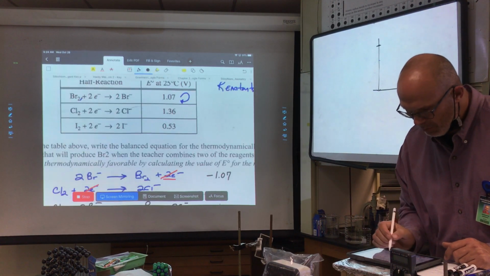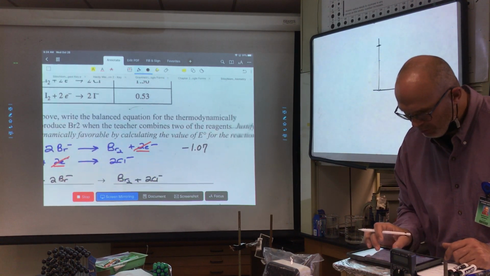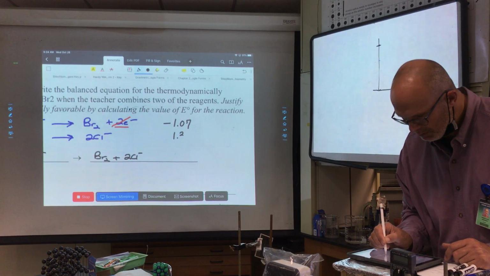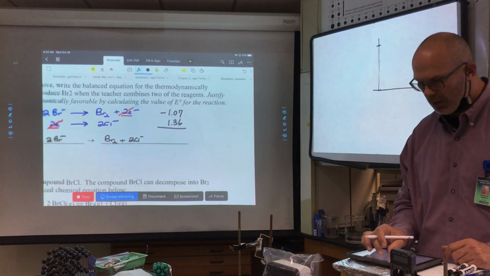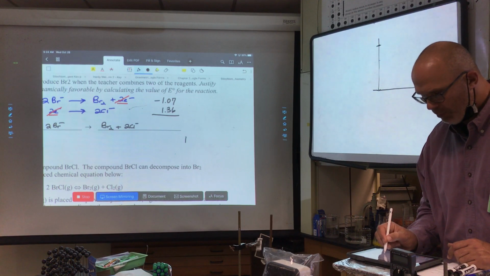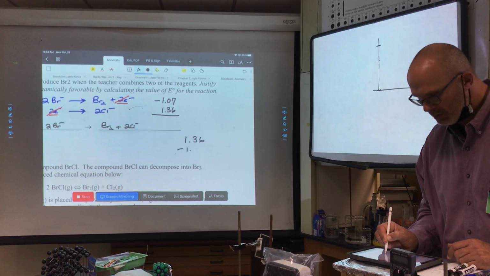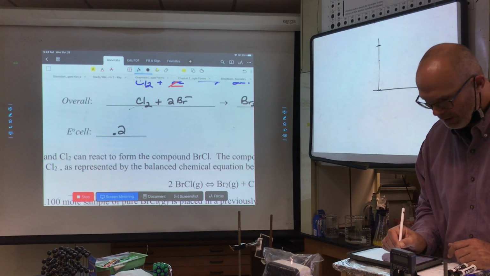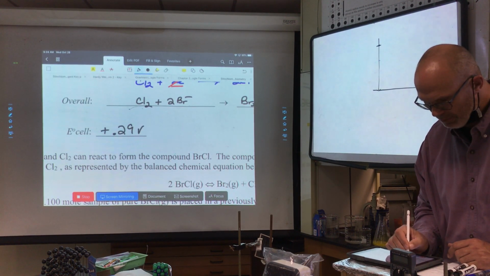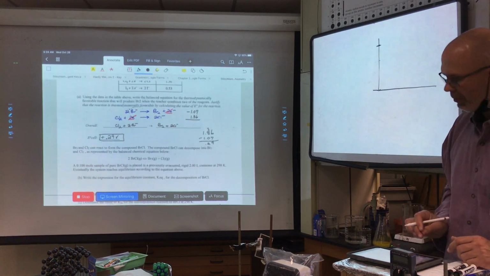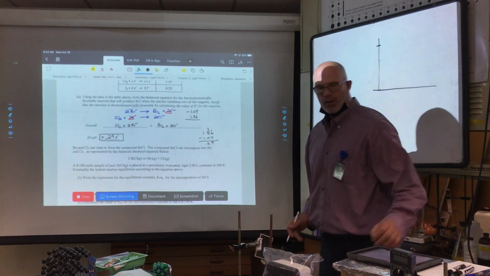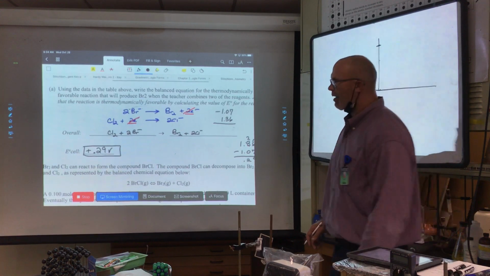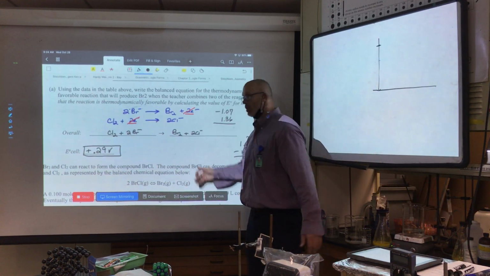And this, of course, as written is 1.36. So when you add those two together, or just think in terms of 1.36 minus 1.07, you get 0.29. So 0.29 volts, and it's positive. You made sure you picked the reaction that gave positive volts. Nothing there is new. Just showing you where we've come from.